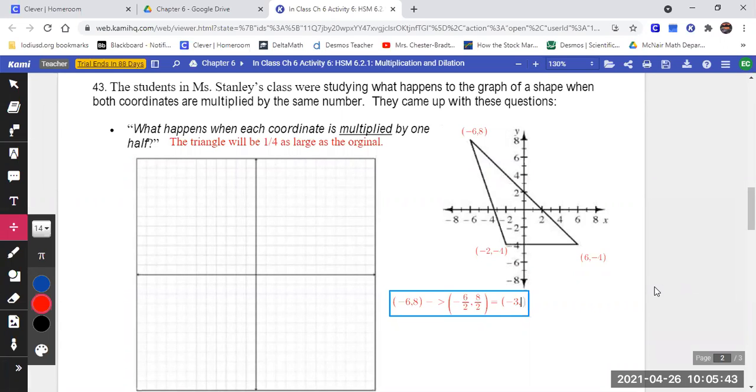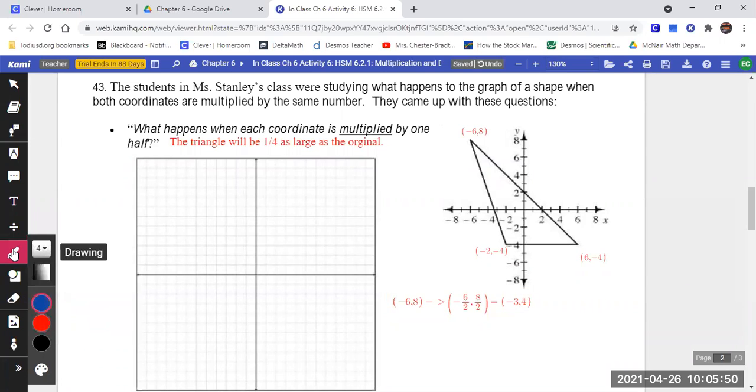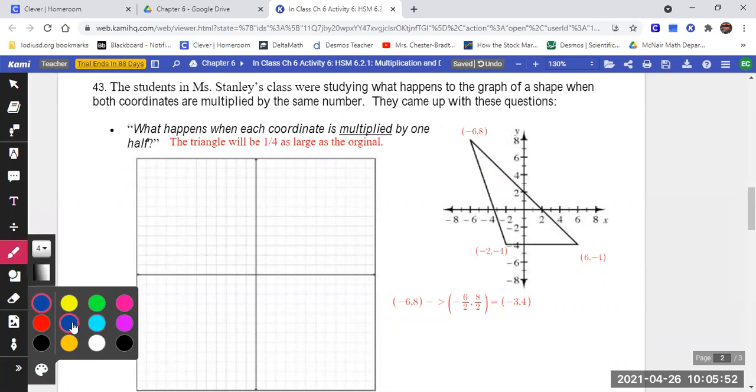Yes, but make sure it's in parentheses. Always make sure inside of parentheses, okay? (-3, 4). So we're going to go get our blue because we are doing our new shape. It's blue. (-3, +4). 1, 2, 3, 4. Okay.